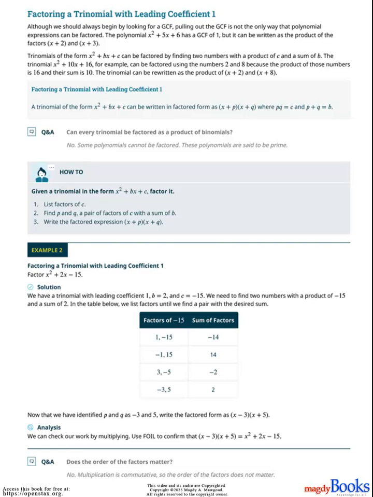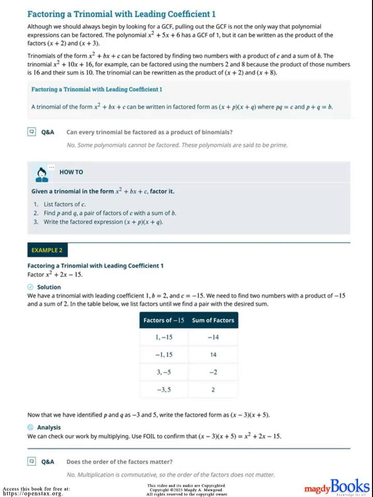The polynomial x squared plus 5x plus 6 has a GCF of 1, but it can be written as the product of the factors (x plus 2) and (x plus 3). Trinomials of the form x squared plus bx plus c can be factored by finding two numbers with a product of c and a sum of b.